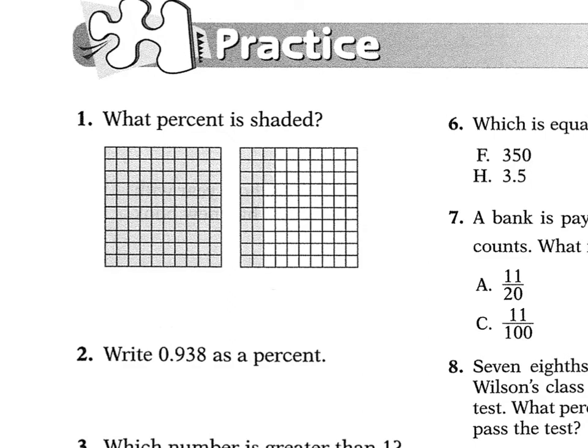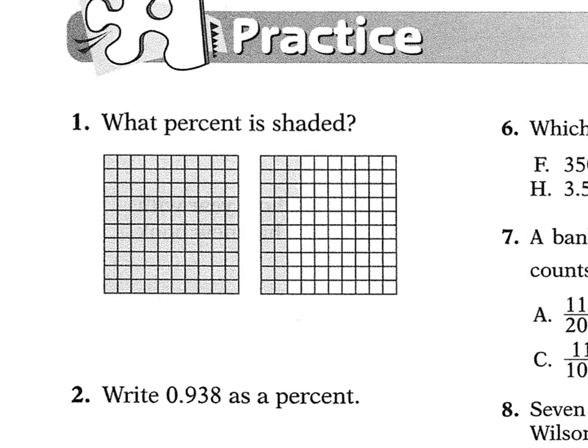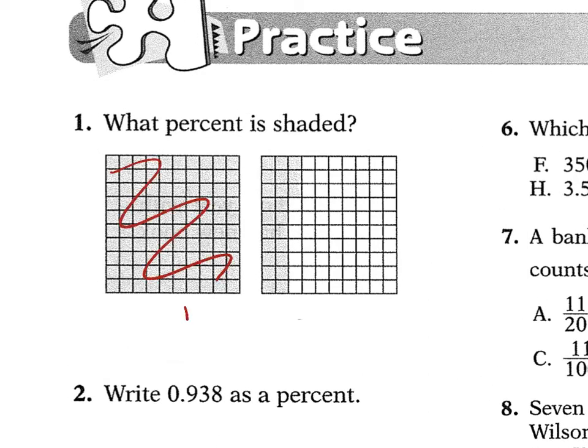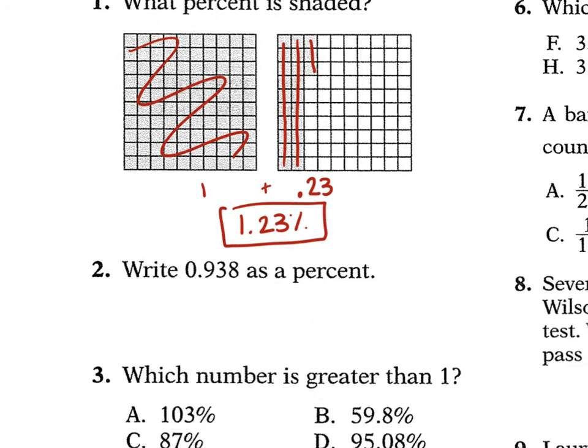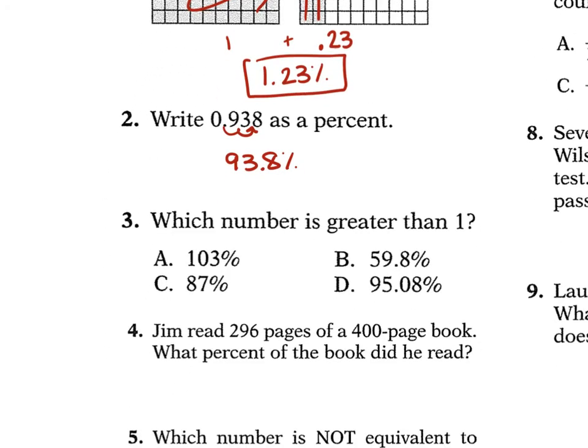For number 1 on our next page, we're asked what percent we see here. So we have a whole, that's 1, plus 10, plus another 10 is 23. So that's 0.23 of the whole. So that's 123%. 2 says write 0.938 as a percent. So we'd multiply this by 100 or move the decimal point 2 places to the right. That's going to be 93.8%.